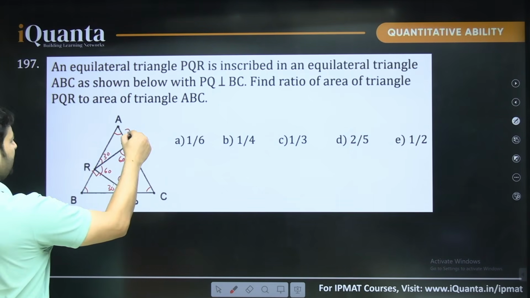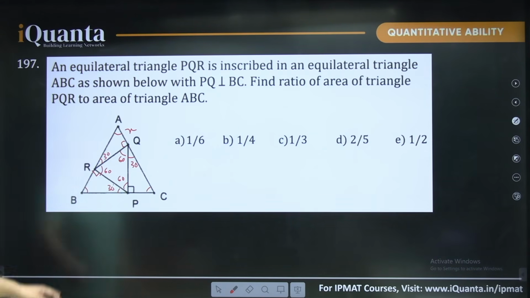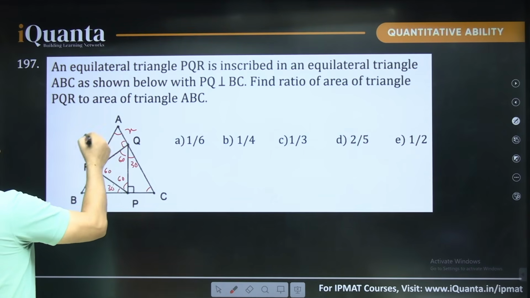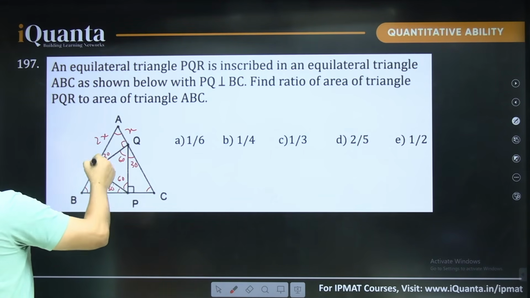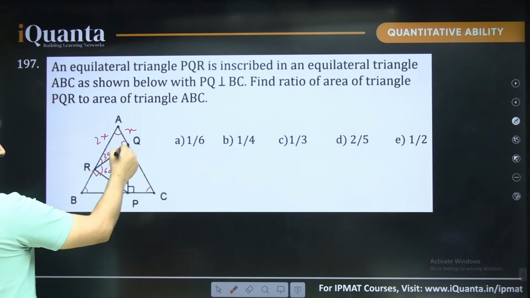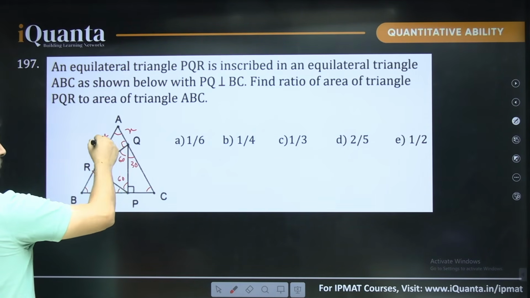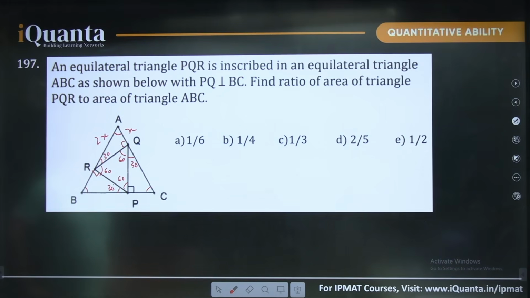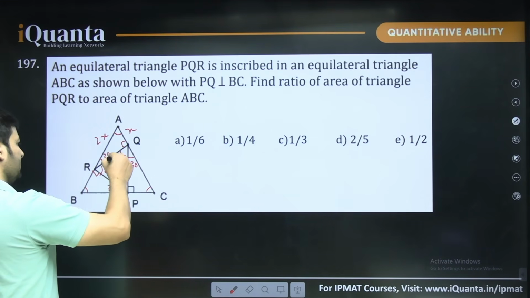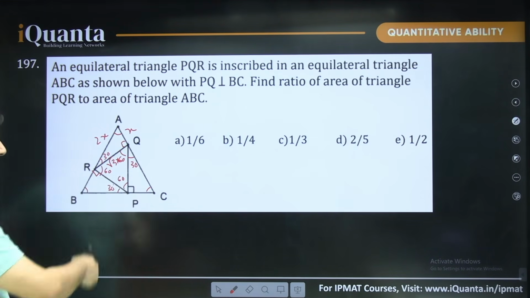Suppose this side is x. Then what happens? Sin 30 will be perpendicular upon hypotenuse. So sin 30 is half. So this will be 2x. Okay. So then what will be the side of this equilateral triangle inside? Root of 4x square minus x square, 3x square. So that means root of 3x. So the side of this triangle inside is root 3 x.